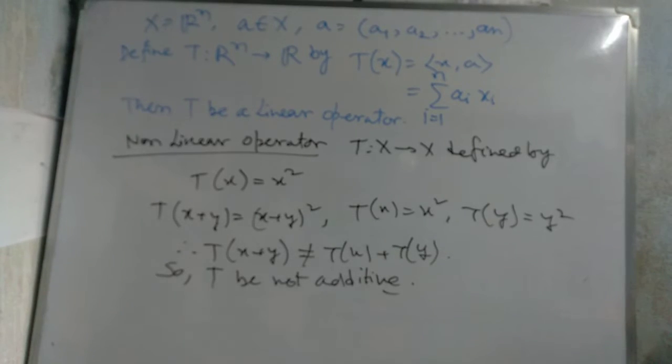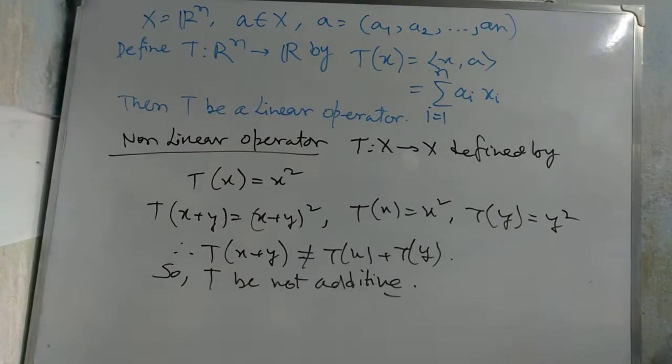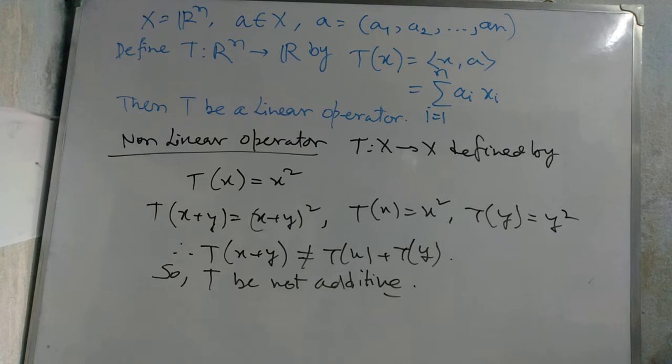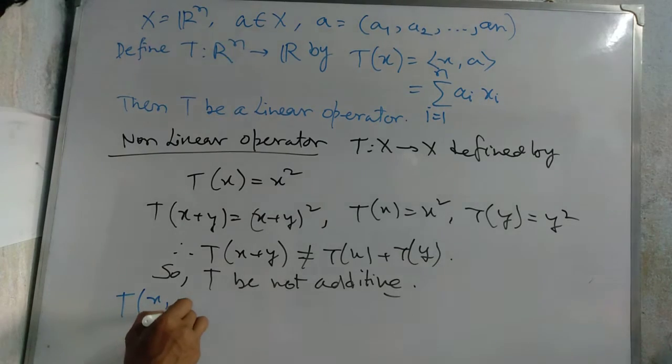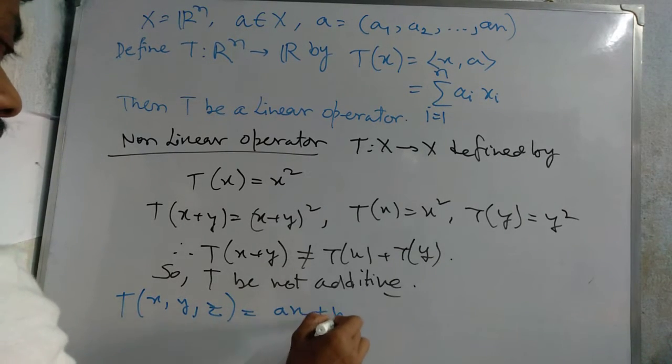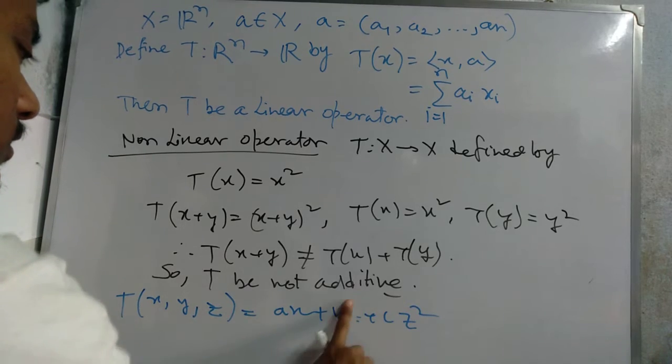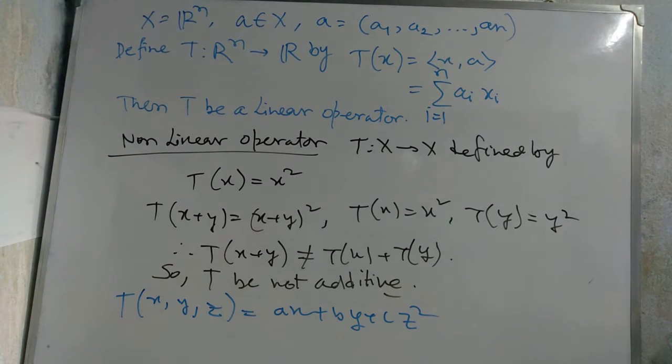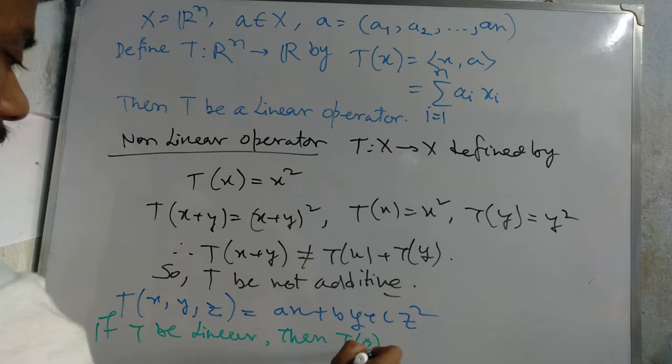Okay, understand: T is not linear. Then next we go to another non-linear operator. Here we write T of x, y, z equal to ax plus by plus cz whole square. This one is also a non-linear operator. We also check it. And another important topic: if T is linear, then T of 0 equals 0. Okay.